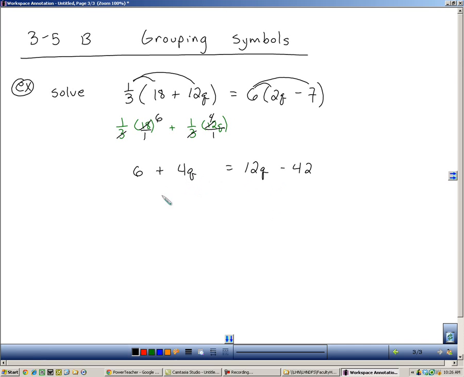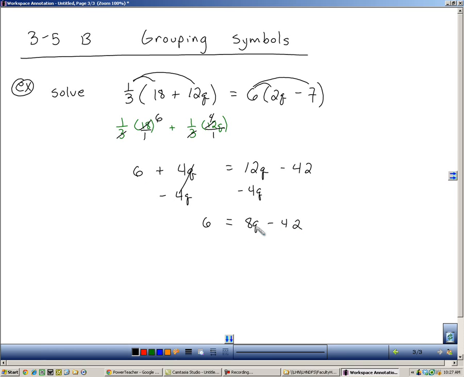I'm going to move the one with the smaller coefficient by subtracting 4q. So what will that give me? 12q minus 4q is 8q. The rest of it gets rewritten. I have a 6 over here on this side of the equal sign and a minus 42 here.